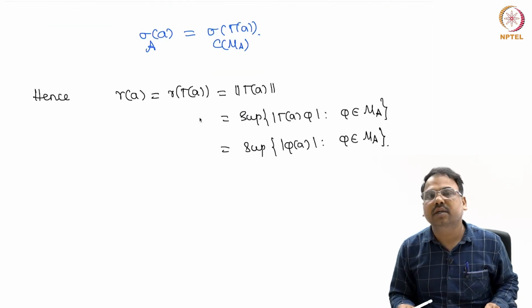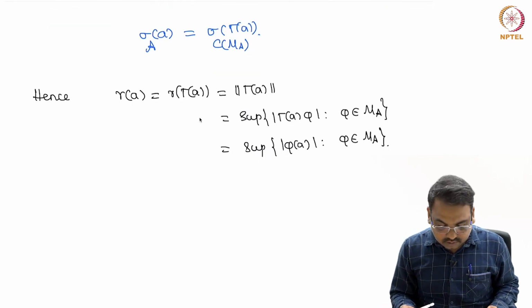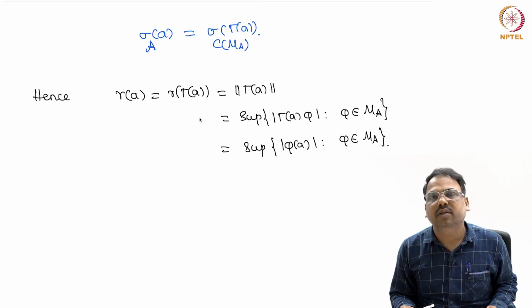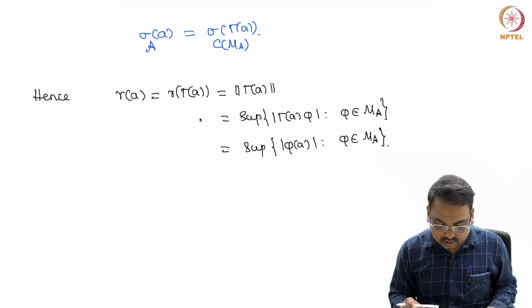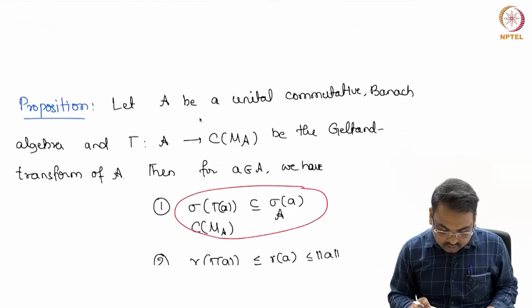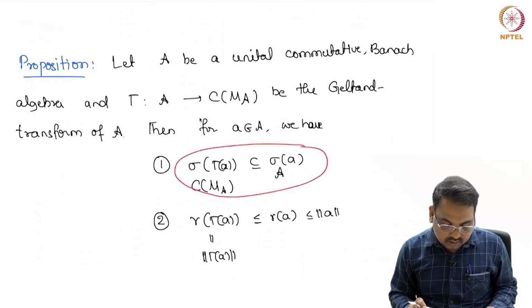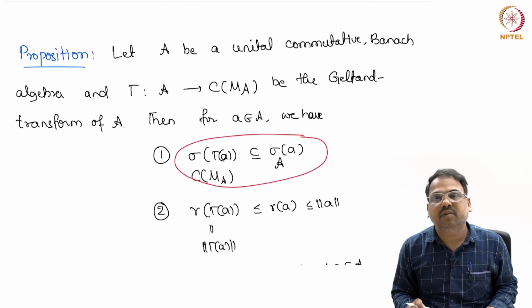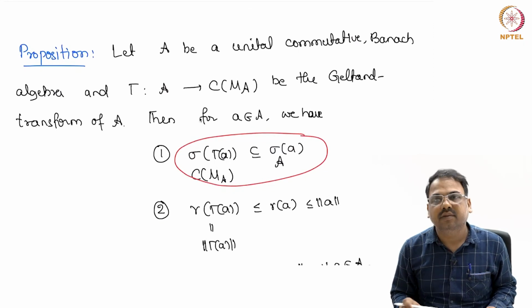I will stop here. In the next lecture, we will discuss the Gelfand map of C-star algebras. There we will show that there is a one-to-one isometric isomorphism from A into C of MA when A is a unital and commutative C-star algebra. Thank you very much.